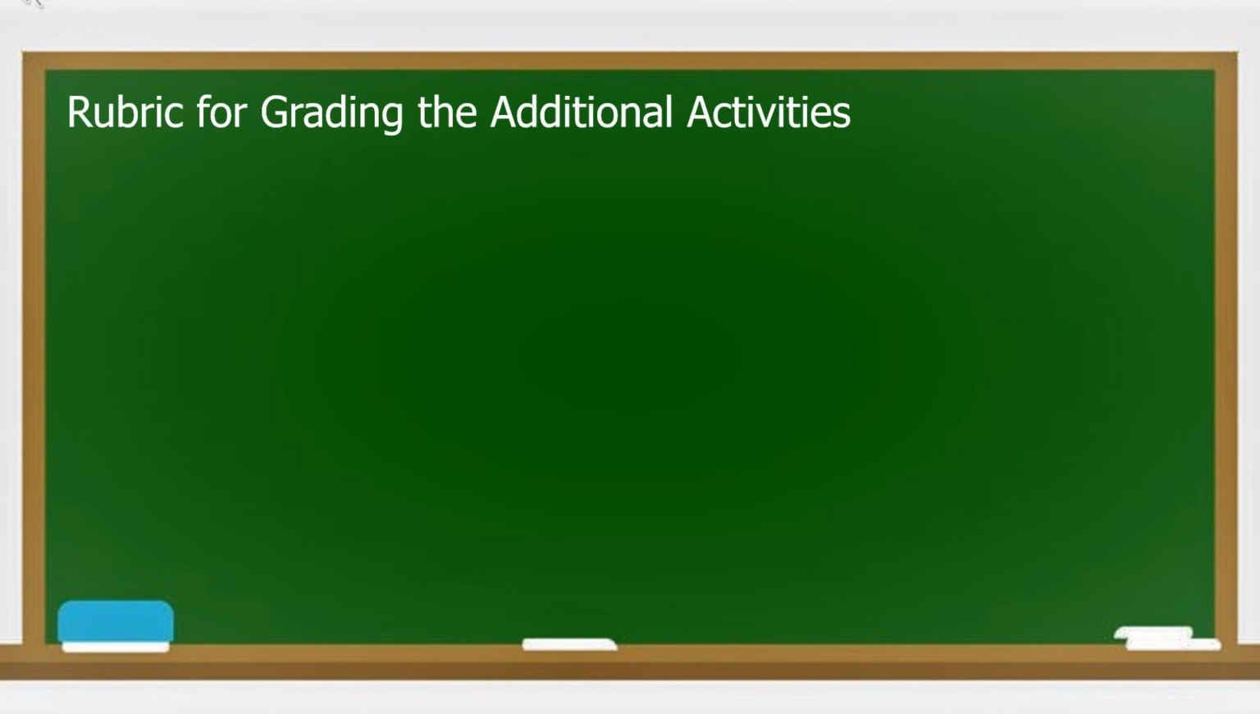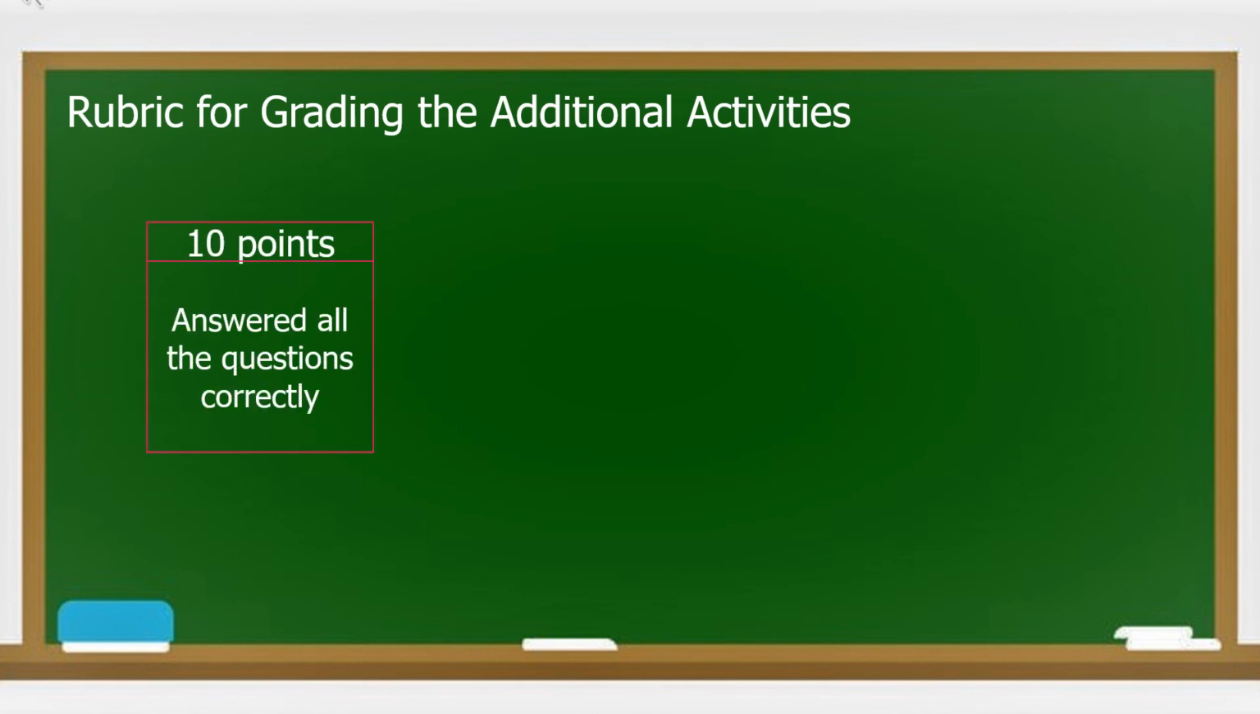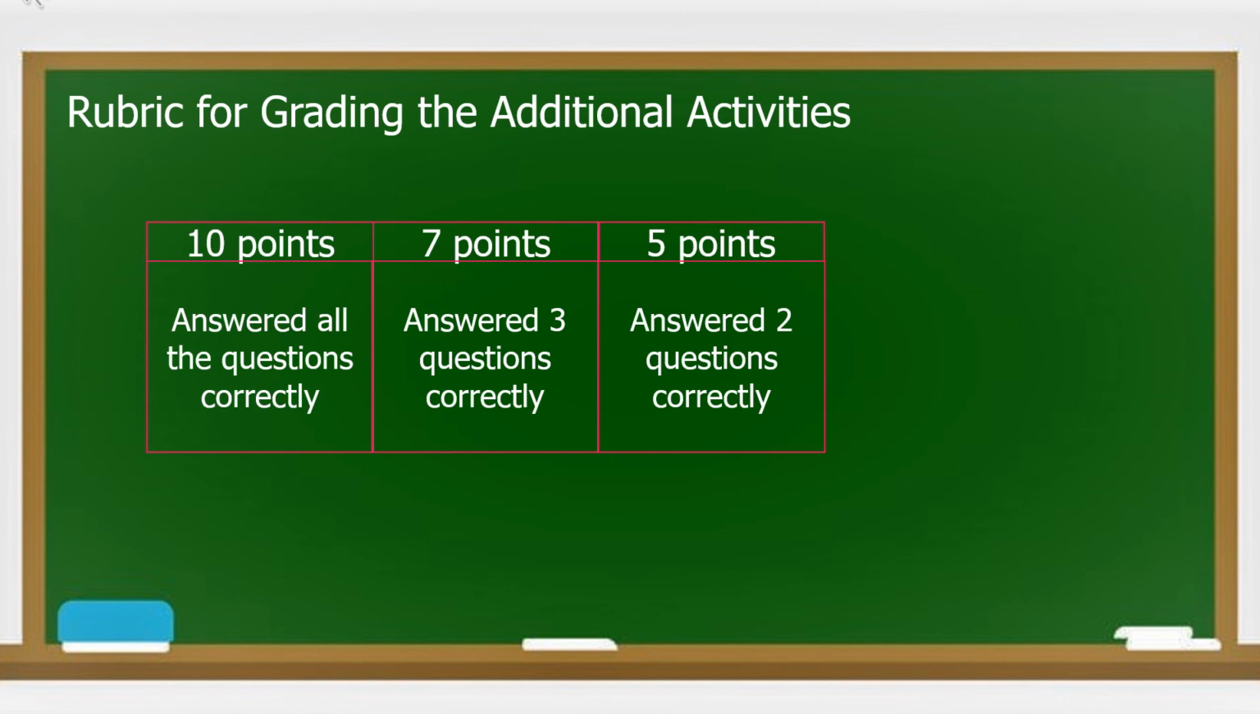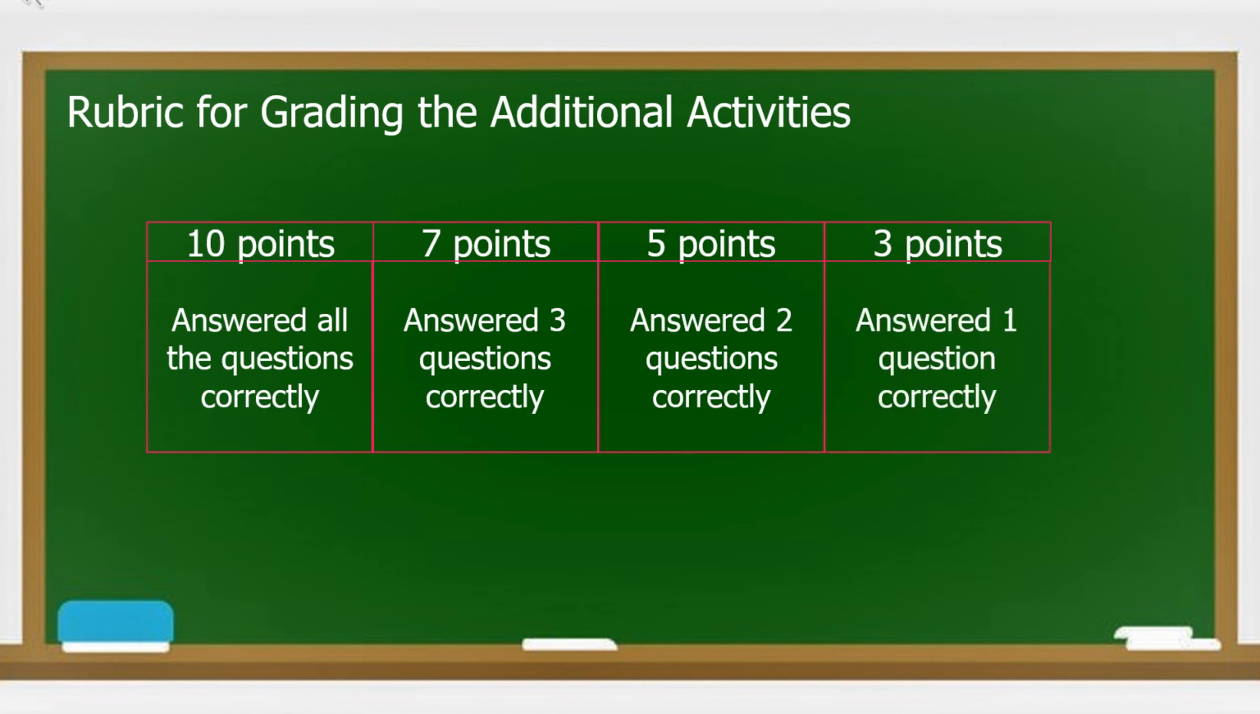Be guided by this rubric for grading the additional activities. You will get 10 points if you answered all the questions correctly. 7 points if you answered 3 questions correctly. 5 points if you answered 2 questions correctly. And 3 points if you answered 1 question correctly.